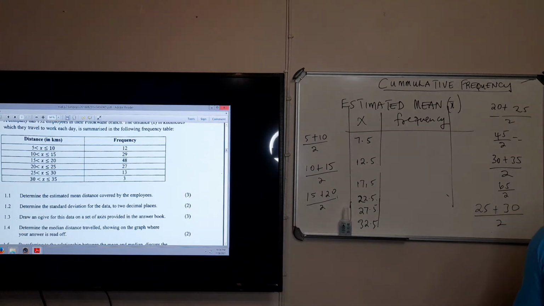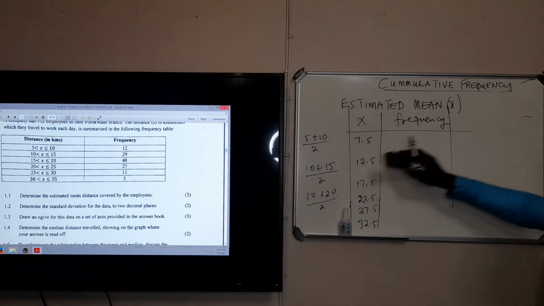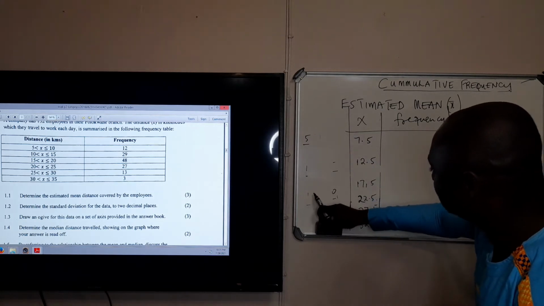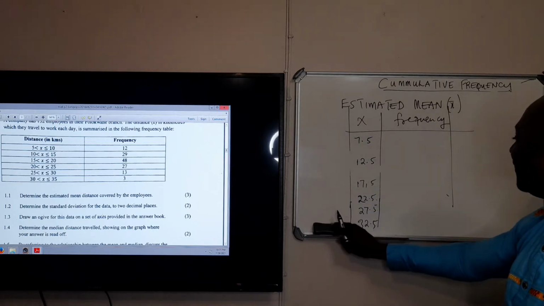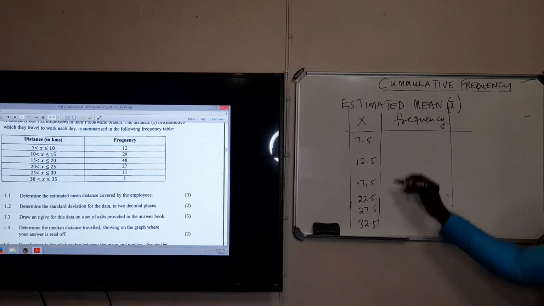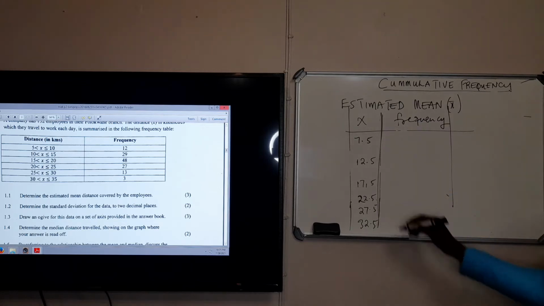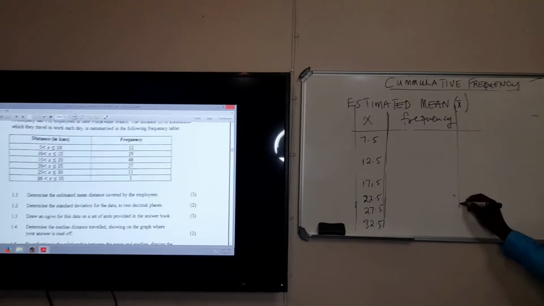So when we are dealing with the group data, that is how we go about our work. I believe we have understood how to find our x. So now we have x down. Now what we need is to use our calculator quickly and get to the estimated mean without any hassle.